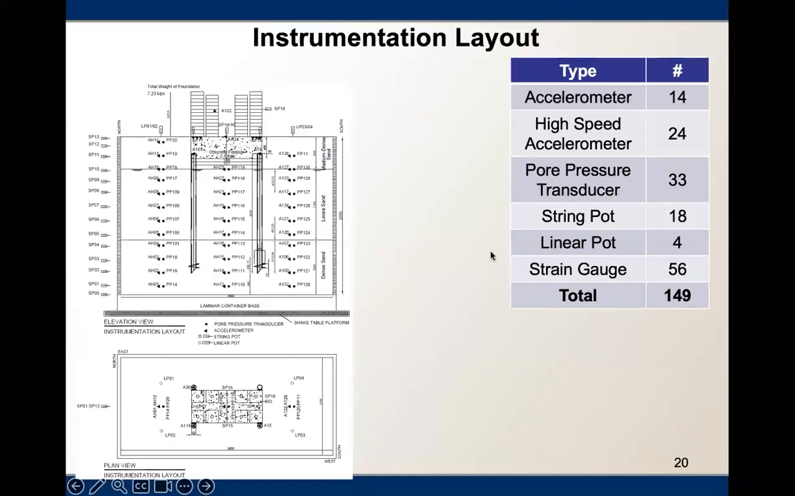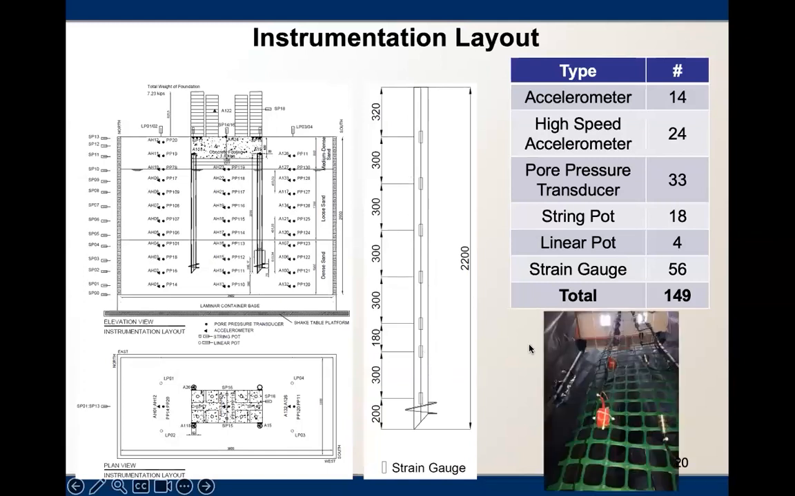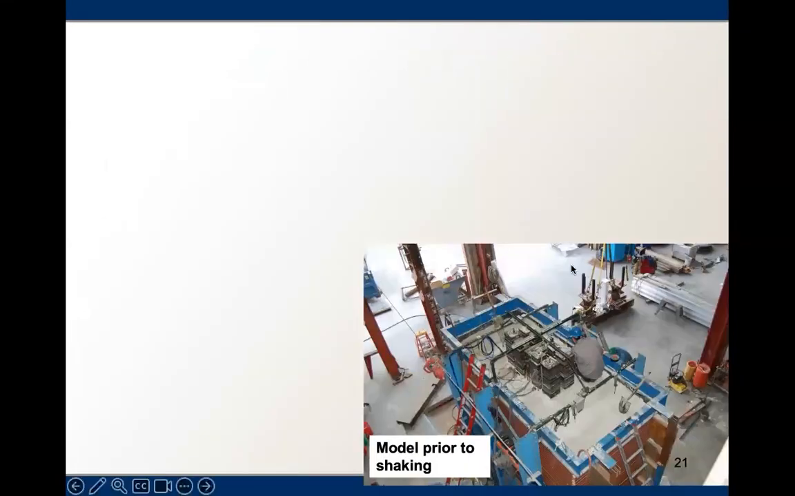We had, as I mentioned, extensive instrumentation using different types of sensors: accelerometers in different formats, pore water pressure transducers, string pots, linear pots, as well as strain gauges. So overall, about 150 channels of data. This is how pairs of strain gauges were attached to the piles, and also multiple arrays of sensors installed around the foundations to capture the free field soil response.